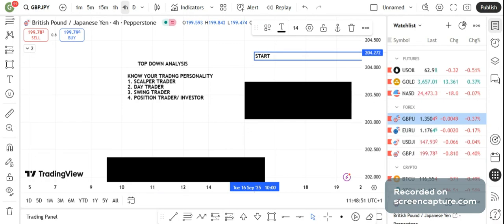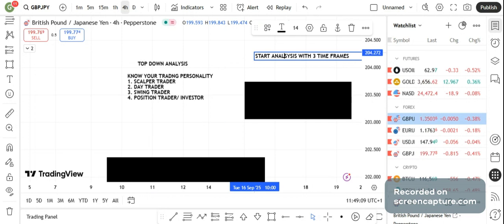Start analysis with three time frames. So you start analysis with three time frames as a trader before you can say you want to do analysis. So you must understand this.